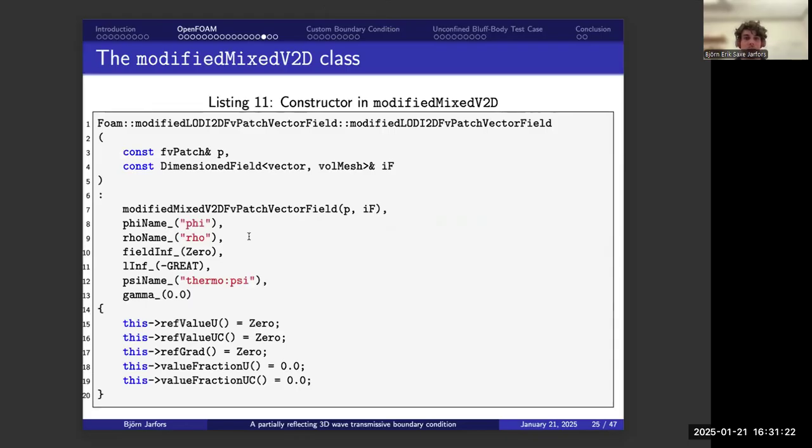Let's see. So this is the modified version where I've removed a lot of these, for example, velocity in the normal direction, velocity in the transverse direction, since they're no longer needed to be stored, since we can gather this information directly from the patch internal field and the old times for the field. But we still have two reference values and two value fractions.